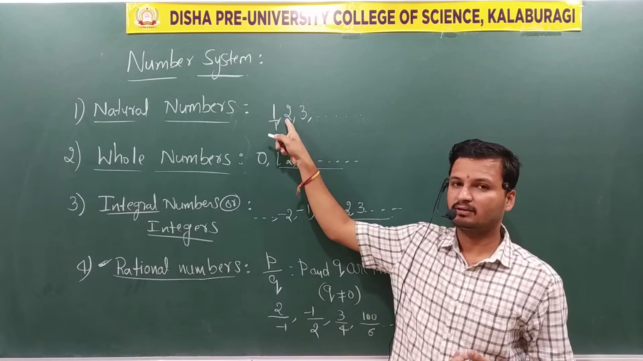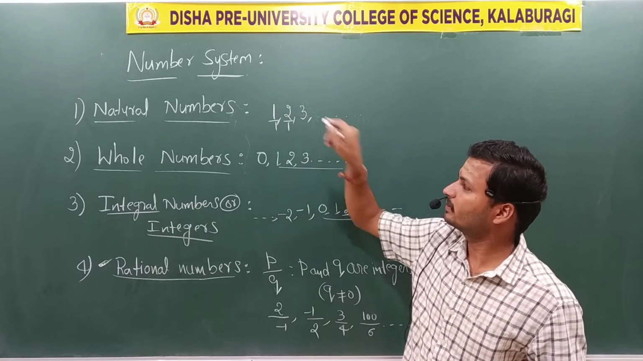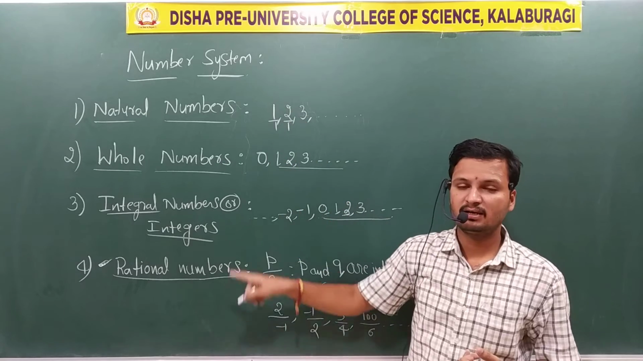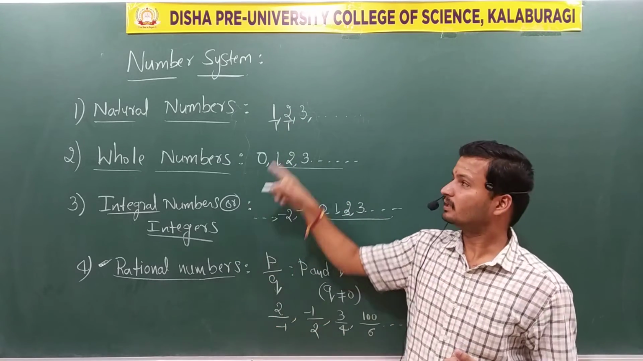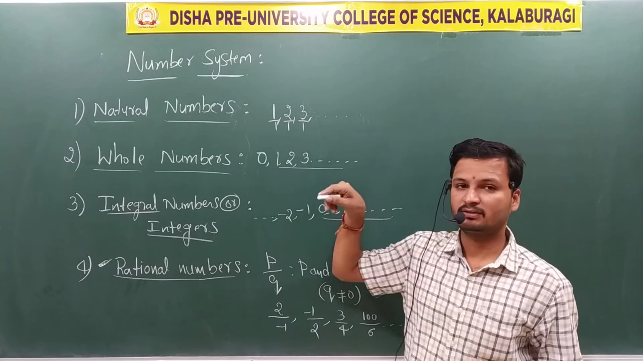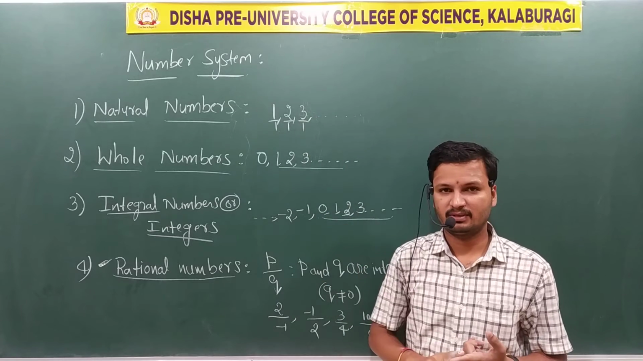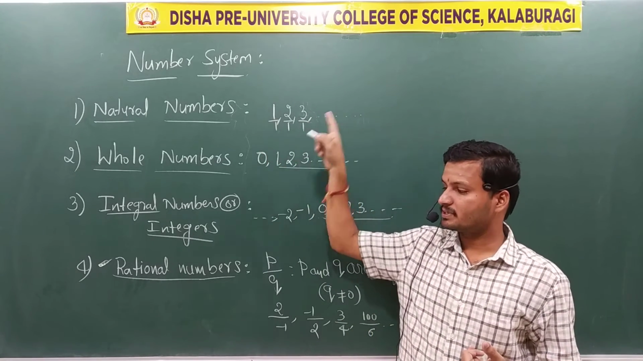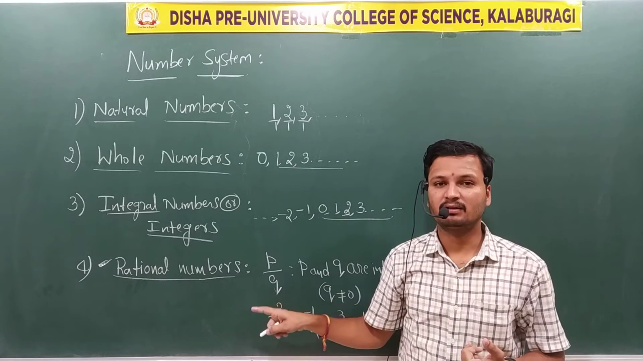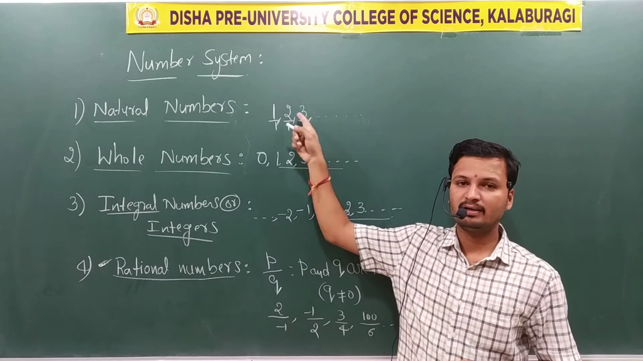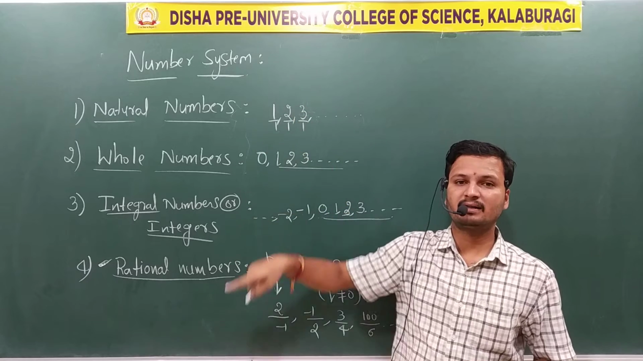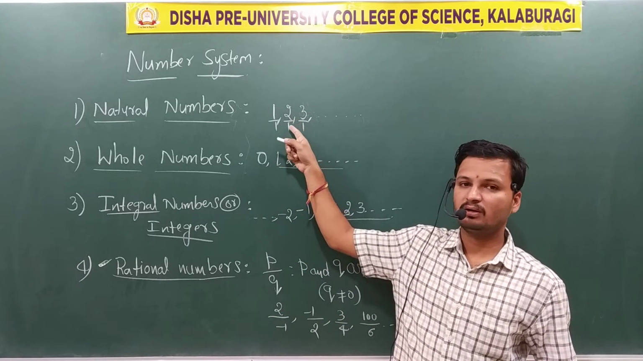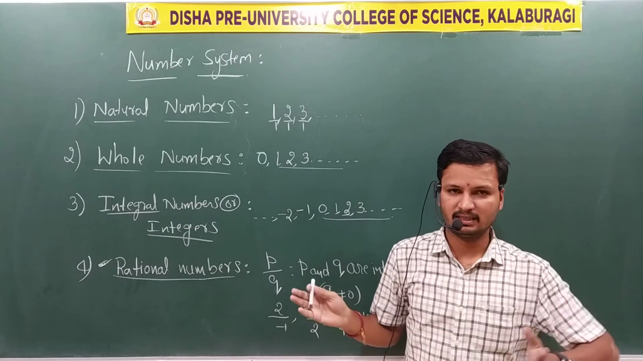Here 2 is there. I will write 2 divided by 1. Then again P by Q form. So 2 is a rational number. Here 3 divided by 1. So 3 is a rational number. So generally all natural numbers are rational numbers, because we can express a natural number in P by Q form easily.